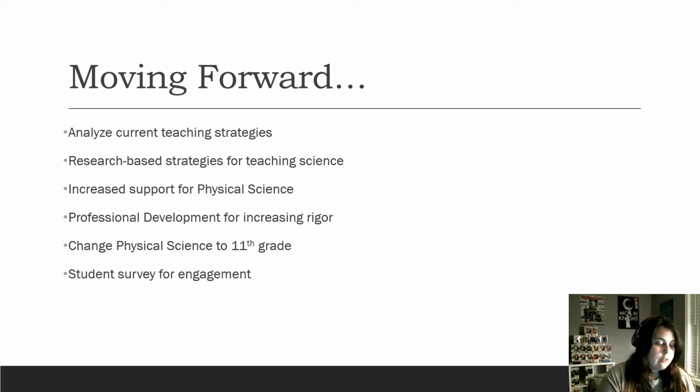And also student surveys for engagement. See what students would like to learn, what they would like to see done in a classroom. Perhaps that would help them engage more with the content and retain more of that information when it comes time for the end of year course. And yeah, that's what we can look forward to working on, what we can discuss further and develop a plan of action on.